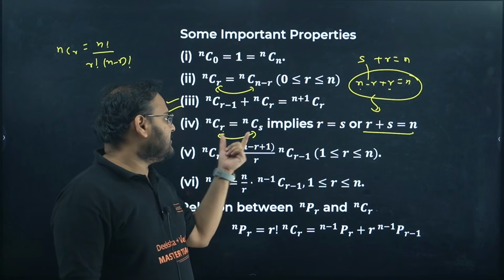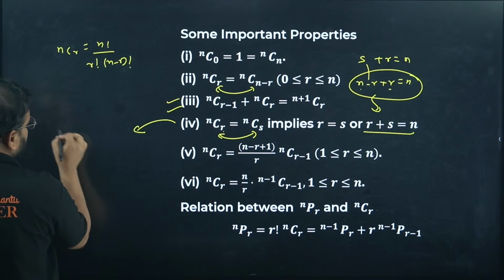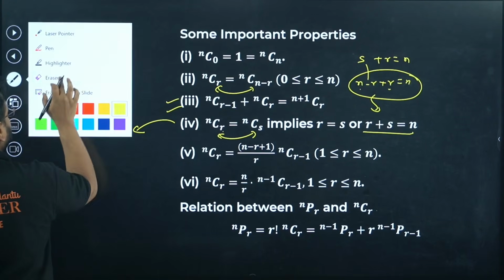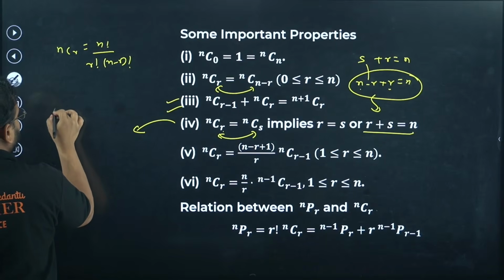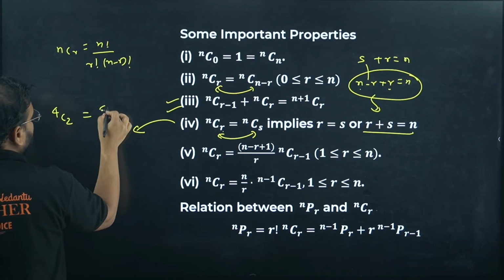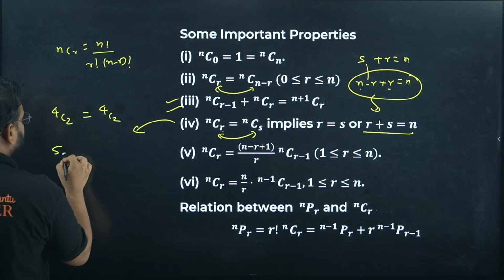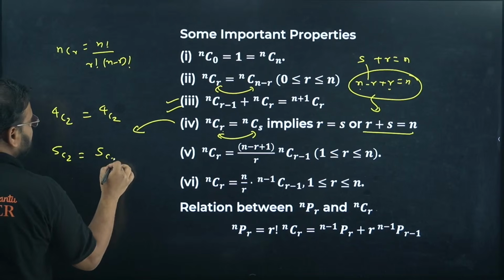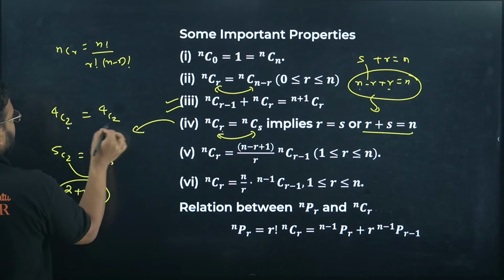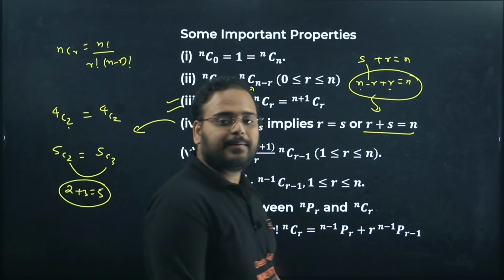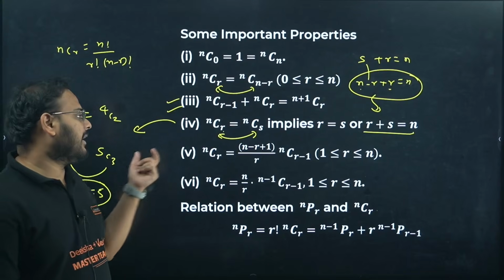So when you say nCr and nCs are equal, then we can have 2 cases. We can have, let's say, 4C2 equals 4C2, or we can have 5C2 equals 5C3, because 2 plus 3 is equal to 5. Here 2 and 2 are equal. Your choice. Getting it? So either r plus s is equal to n, or r and s are equal.